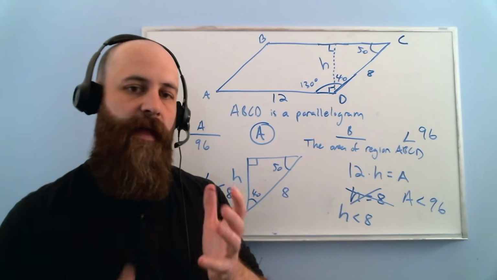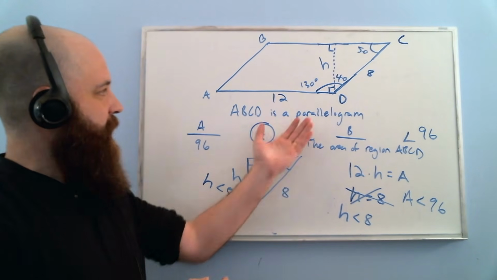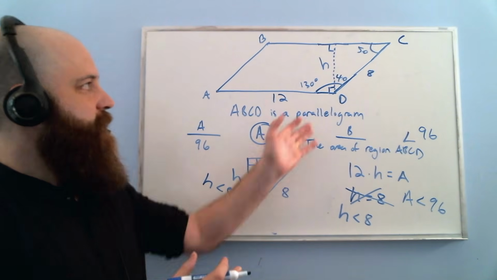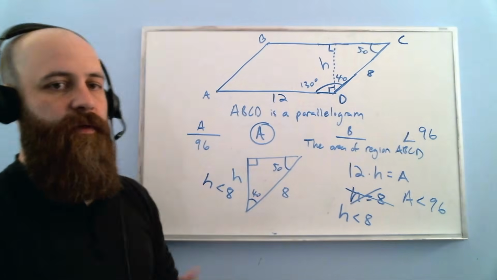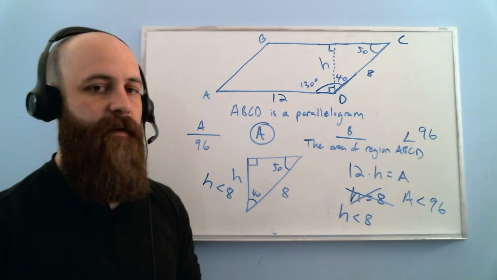Okay, so any take-homes from that question? Well, you really want to know how to find the area of a parallelogram: base times height. Specifically, the height is going to be the distance between the base and the side opposite, and a lot of times you're going to have to draw in that height yourself.